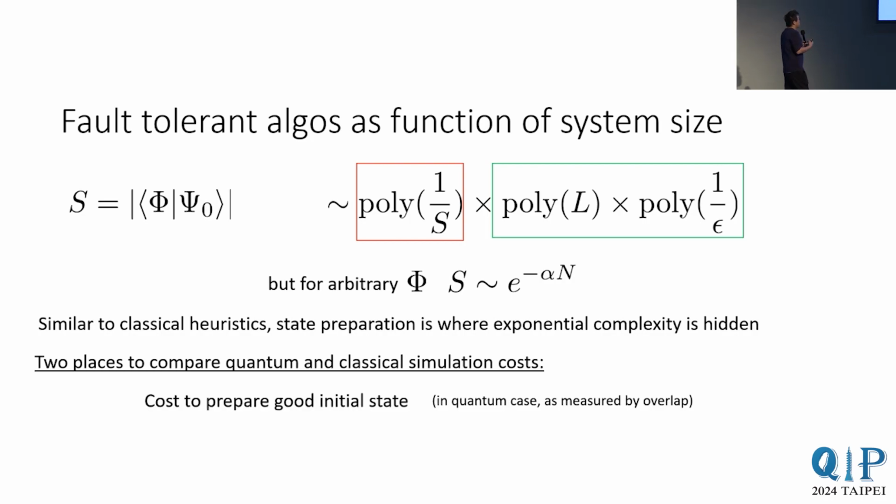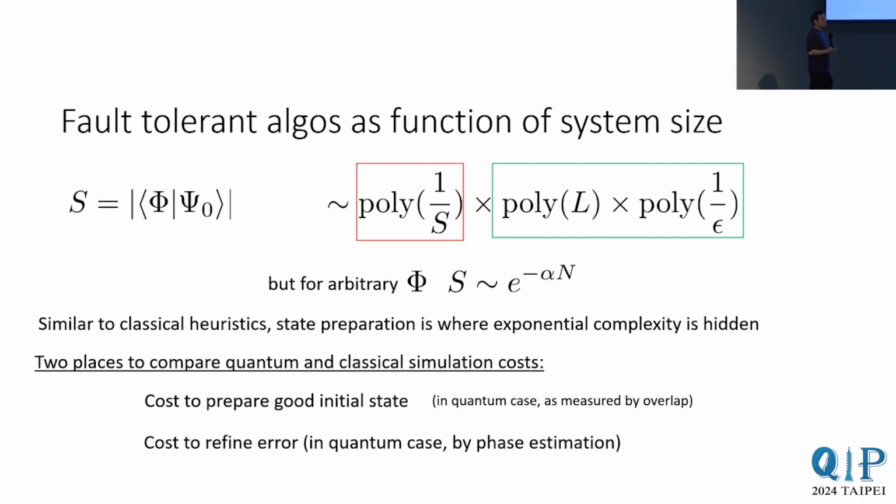One is about how hard it is to prepare good initial states for classical heuristics and for quantum algorithms. And the other is how good they are at refining the errors, in this case by phase estimation.